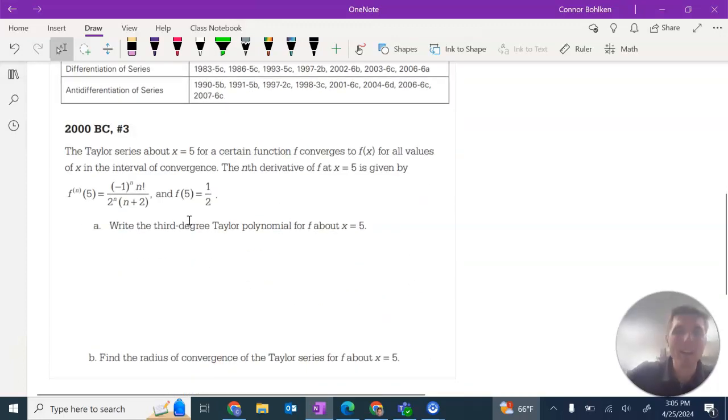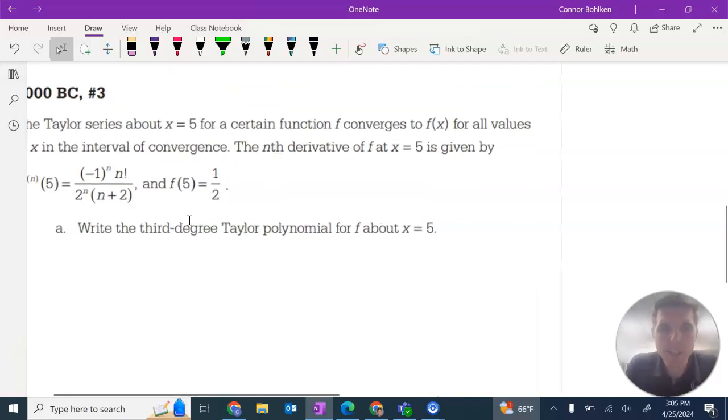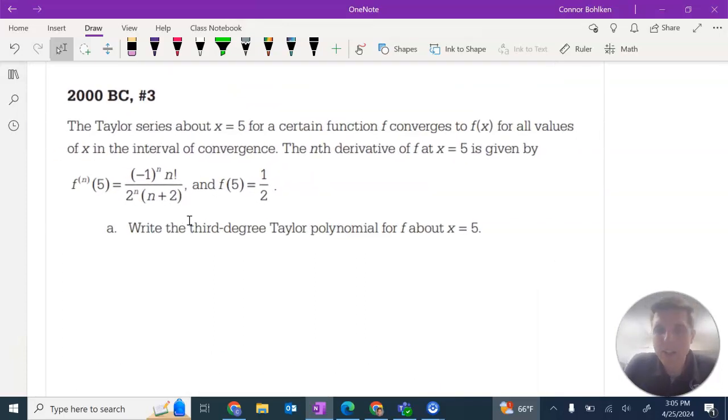How crazy is that? So I chose this question because it has both pieces of what we're actually working on for today. It has writing a third degree Taylor polynomial, and then it has use the ratio test to find the interval of convergence, or really just the radius of convergence. So we're going to do both of those here. To start, it says this Taylor series is about x equals 5 for a certain function. It converges to all values of x. Cool. This is only giving me my derivative.